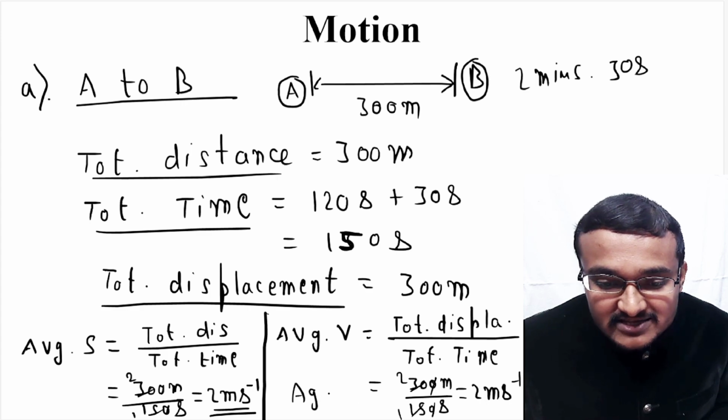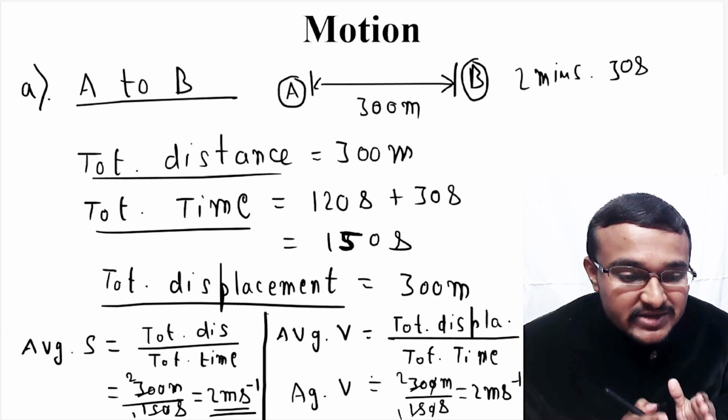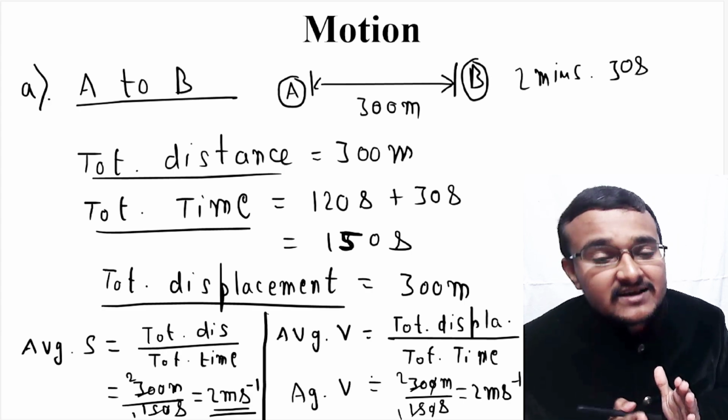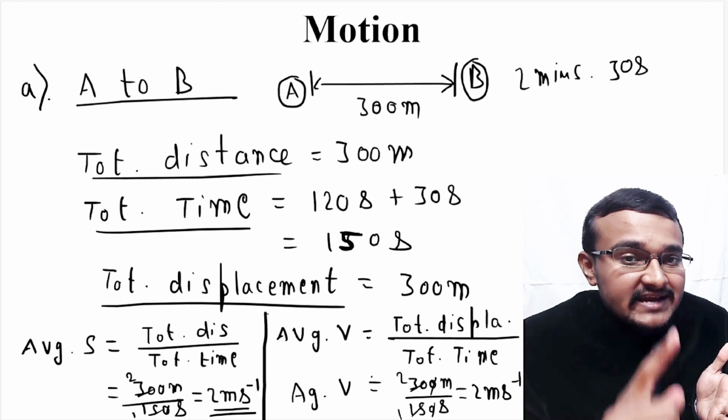So average velocity is also equal to 2 meter per second and average speed is also equal to 2 meter per second for Joseph in order to cover the distance between A to B.